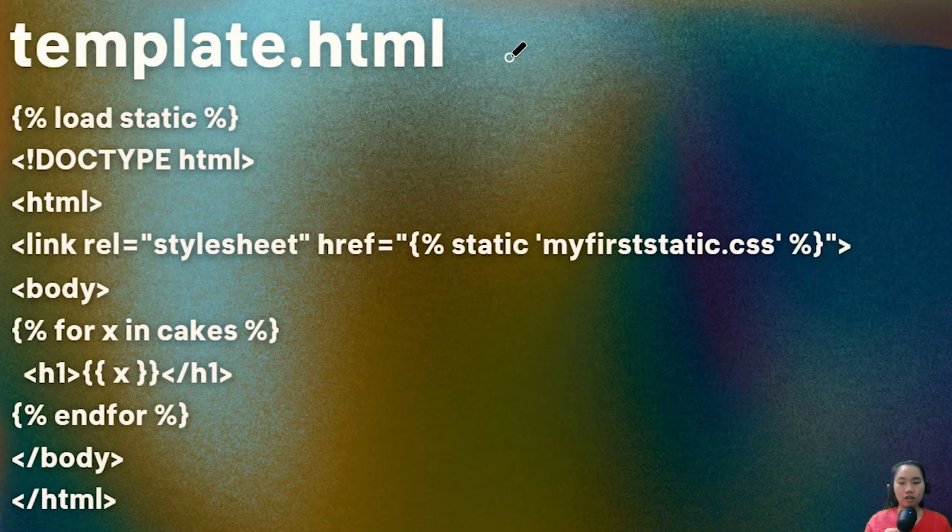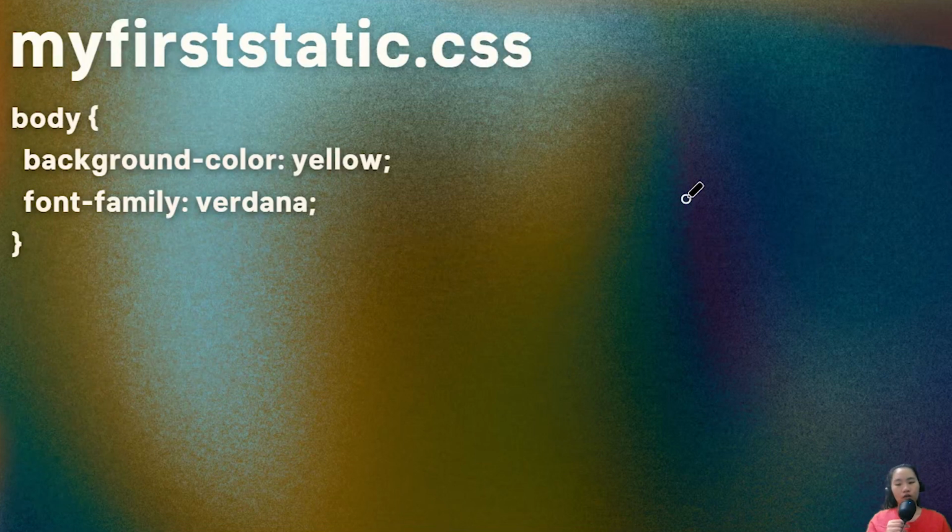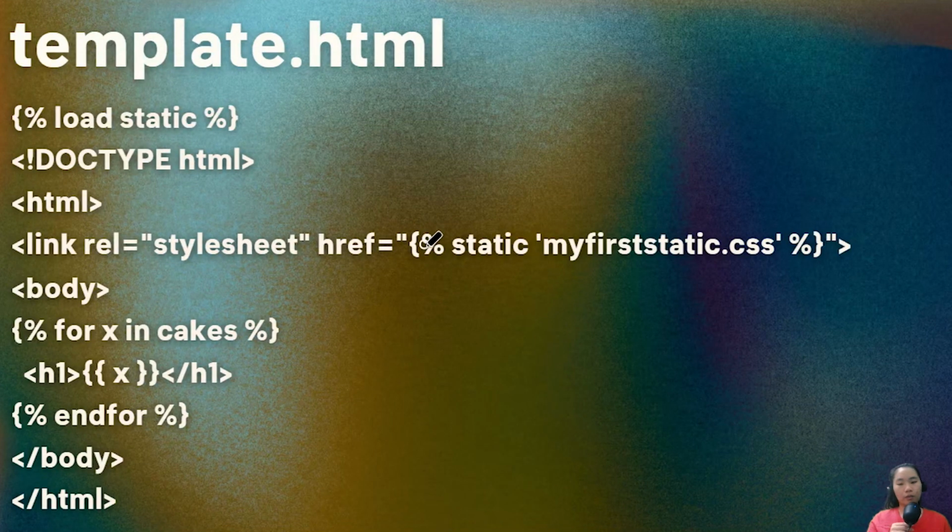Next up to template.html. Now to our testing file that will be displayed in our browser. We have load static, so we load the CSS file that we've had, and we get style sheet, static, my first static.css. We're linking the CSS file to the template.html so it can pull all of the code we have over here and apply it to whatever HTML or Django that we have in this case.